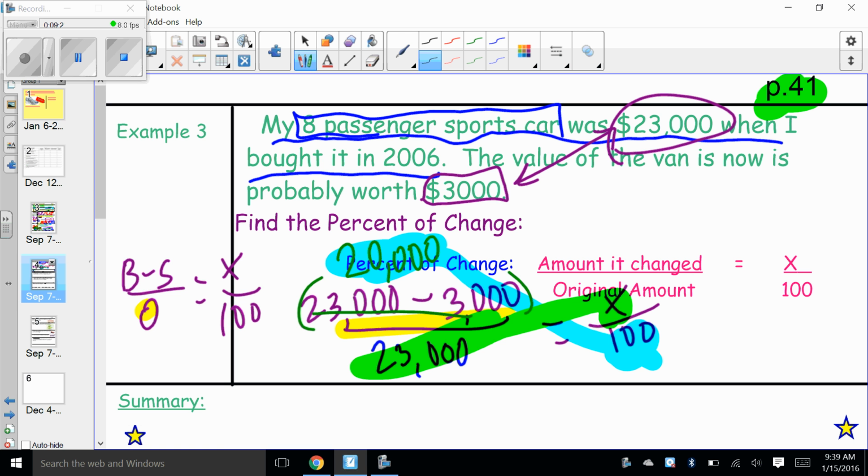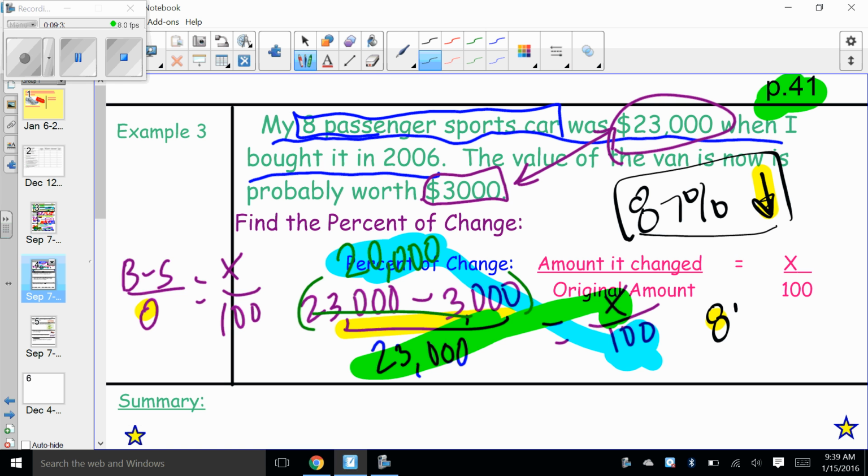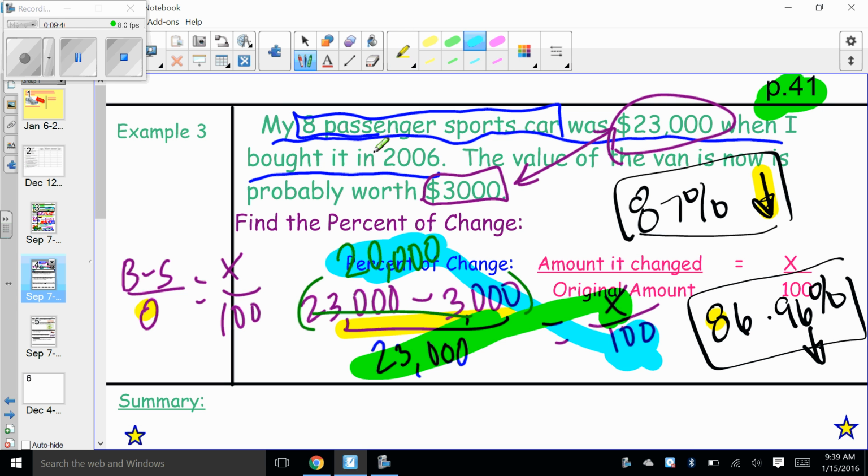As you type that in, your correct answer should be an 87% decrease in value. So my car decreased in value 87%, or 86.96%. I guess I would prefer that you have the decimal version of this instead. I'll take either, but I'm going to highlight here and put a purple box around the answer that I prefer, an 86.96% decrease in the value of my car.